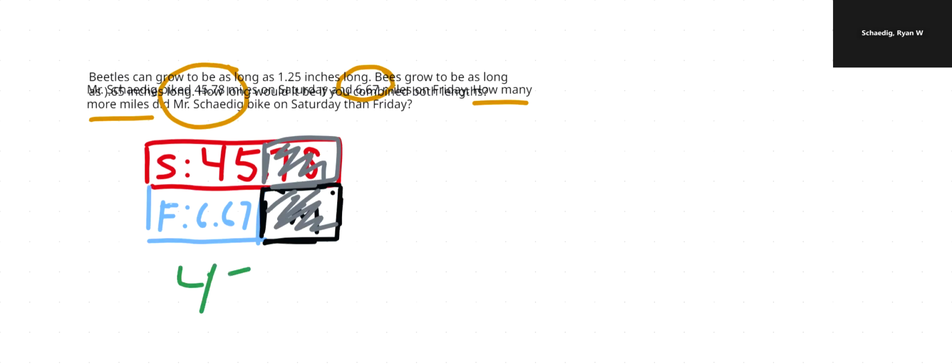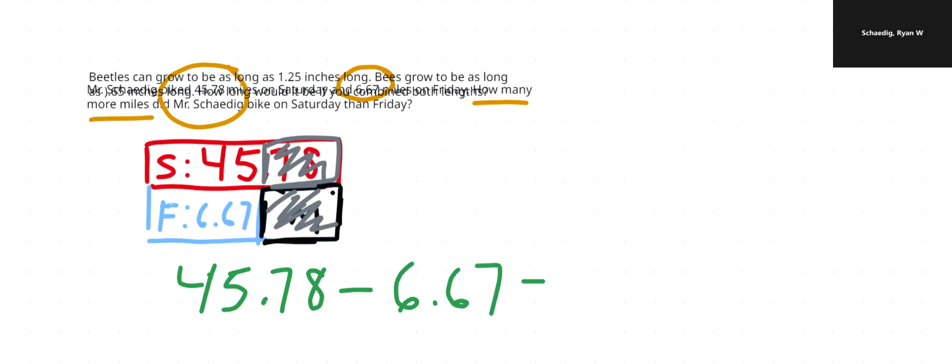45 and 78 hundredths of a mile minus 6 and 67 hundredths of a mile will equal my total miles that I'm looking for, or M. Now, again, that's my equation. I'm done because it's just telling me what to do. I can use it. Now, let me just go do that work.